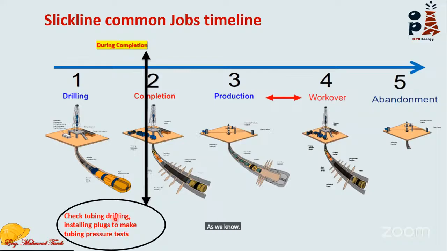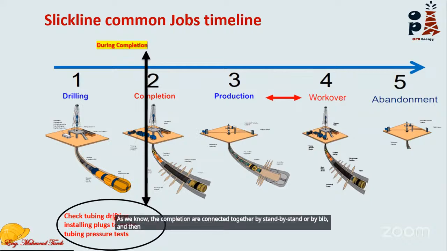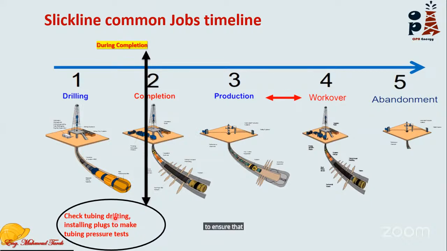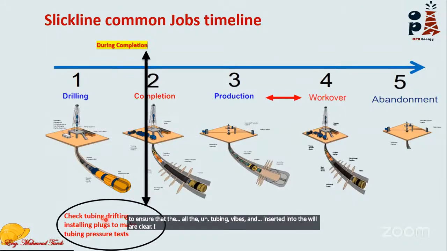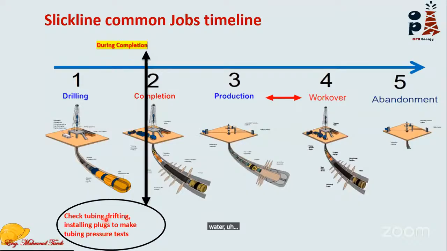As we know, the completion is connected together stand by stand or pipe by pipe, and then run in hole. So to ensure that all the tubing pipes inserted into the well are clear, I will drift inside them with the gauge cutter for this completion. I'm also installing plugs during running in hole.